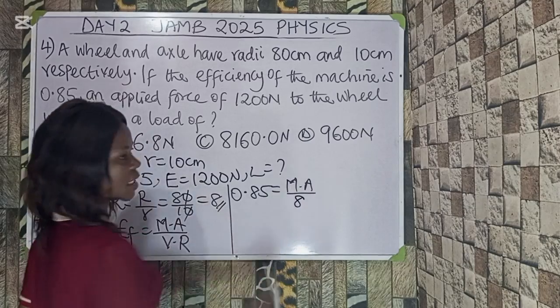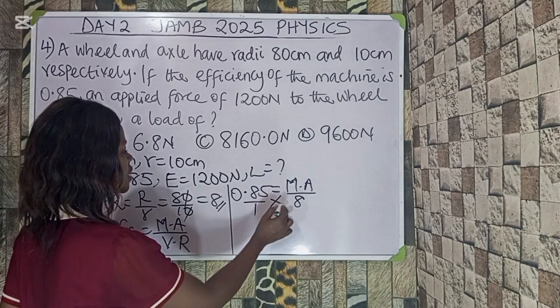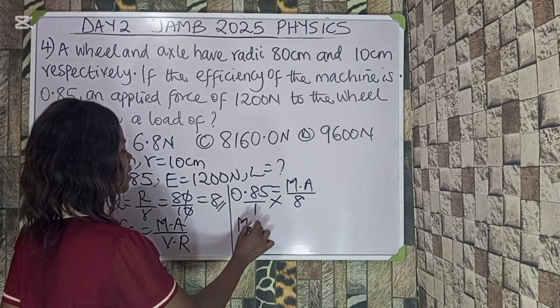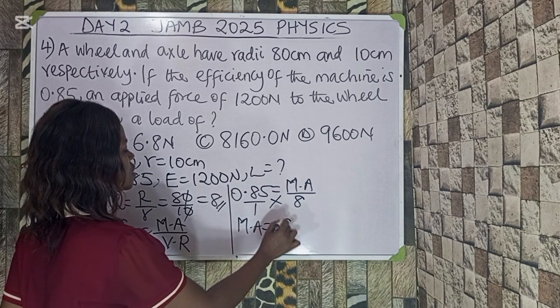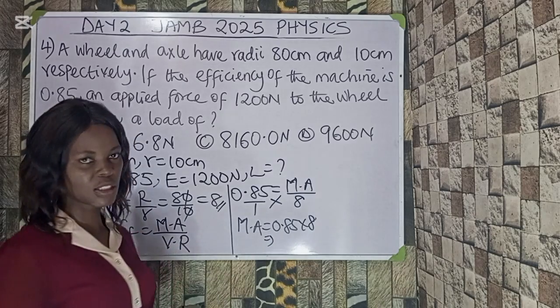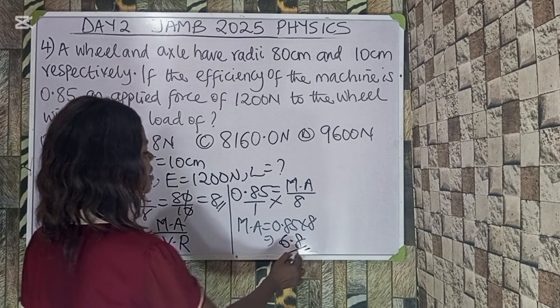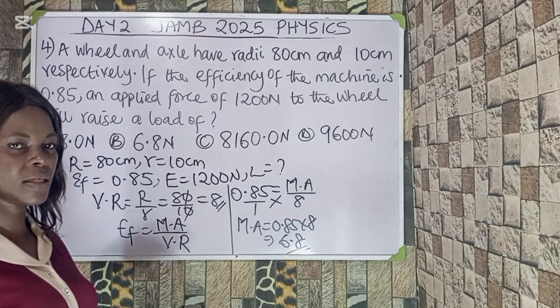My VR is what? 8. Now if this is over 1, cross multiply. If I say cross multiply, my MA is equal to 0.85 times what? 8, right? So let's see what we have. So I have my answer to be what? 6.8 as my mechanical advantage.